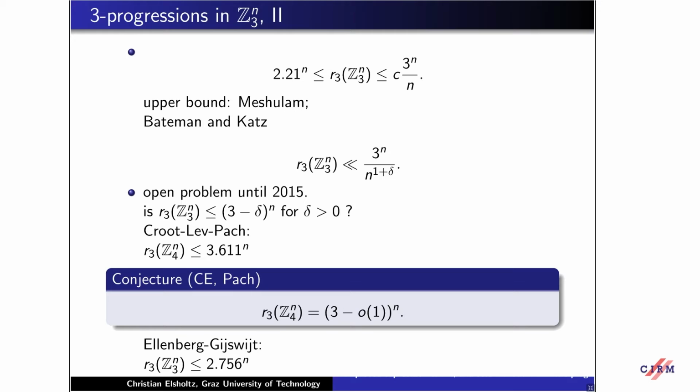All right. So here's a very brief history on upper bounds. For a long time, 3 to the n over n times a constant was the record by Meshulam, and then with very technical tools, this was improved by Bateman and Katz. It was a long-standing open problem, frequently asked by important people, whether there is a positive delta so that the upper bound is 3 minus delta, so really strictly less than 3 to the n. This was almost solved, namely Kleinberg and Pach solved it in the case modulo 4.